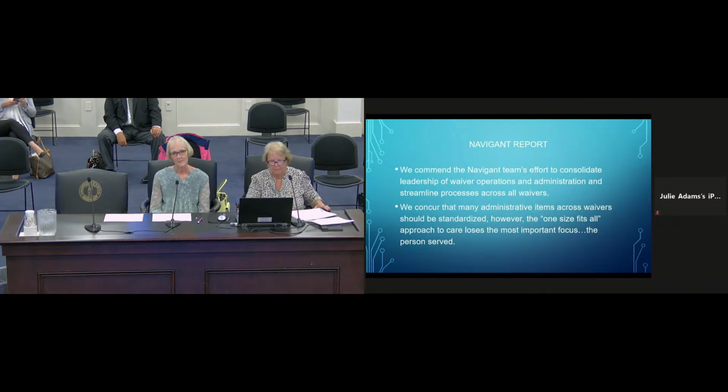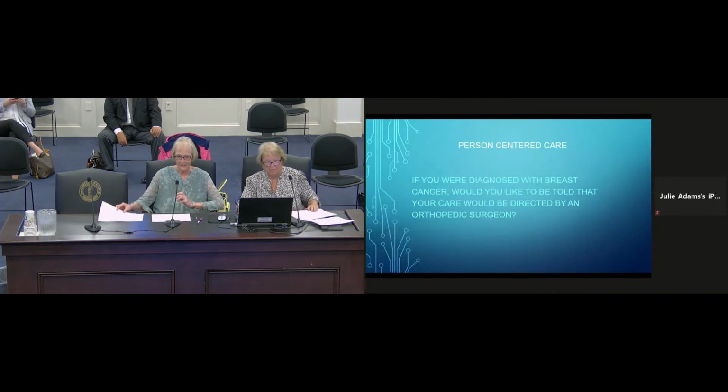So we want to start by saying that we want to commend the Navigant team's effort to consolidate leadership of waiver operations and administration and streamline processes across the waiver. We concur that many administrative items across the waivers should be standardized. However, the one-size-fits-all approach to care loses the most important focus, which is the person being served. If you were diagnosed with breast cancer, would you like to be told that your care would be directed by an orthopedic surgeon or perhaps a urologist?